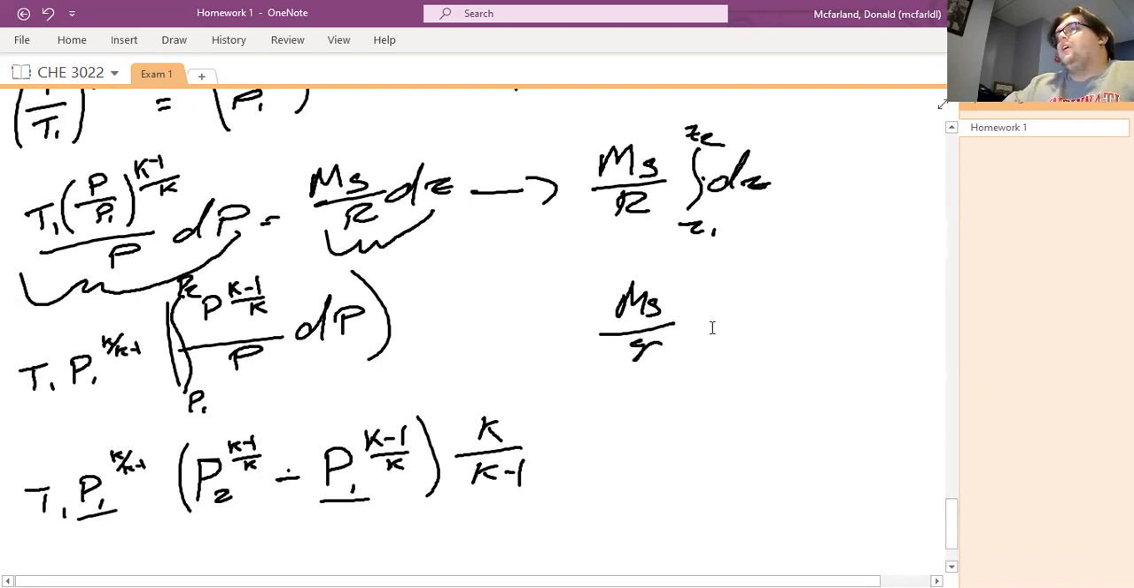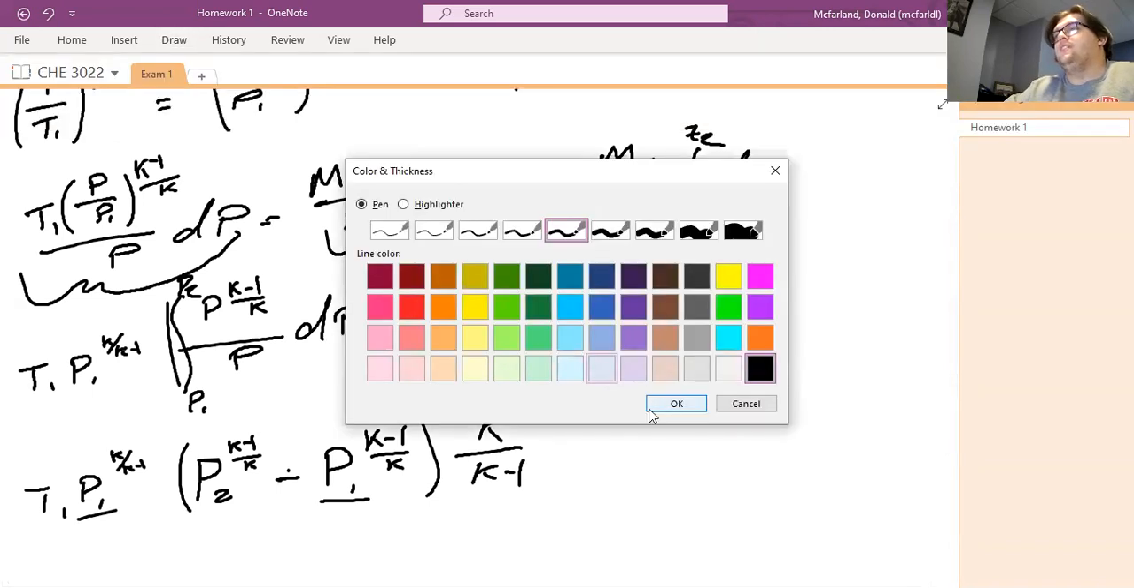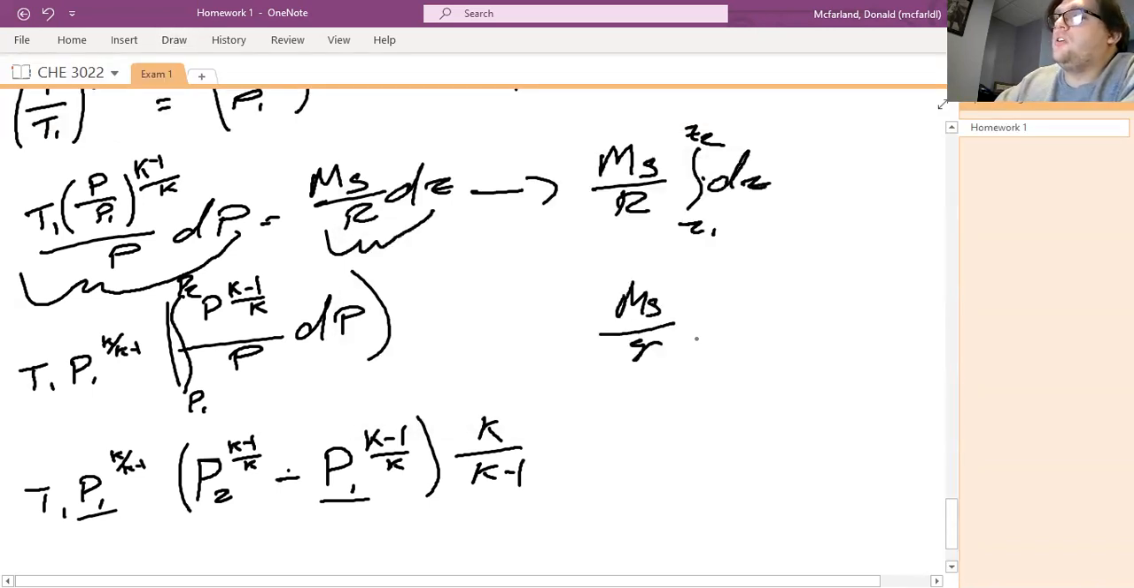I did not mean to draw a sad face, and I lost my pen again. Gosh dang it. Mg over R times the lower depth minus the initial depth.